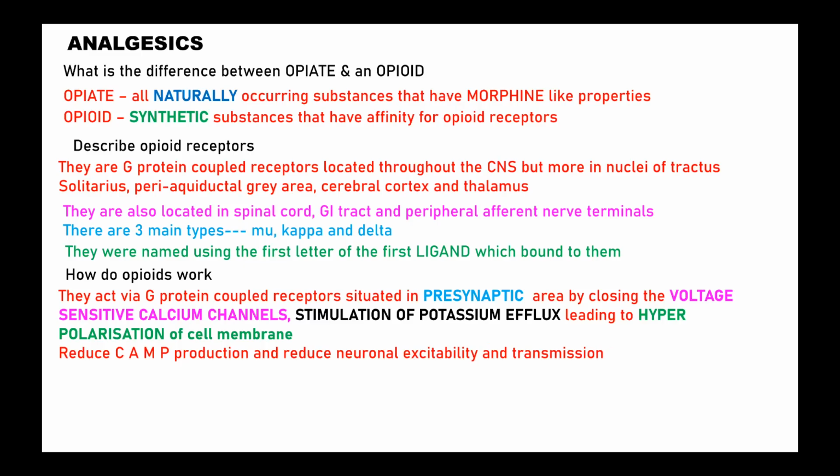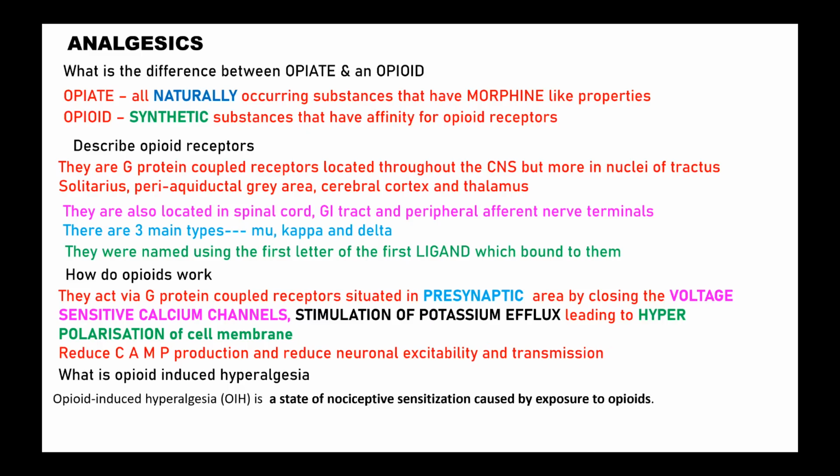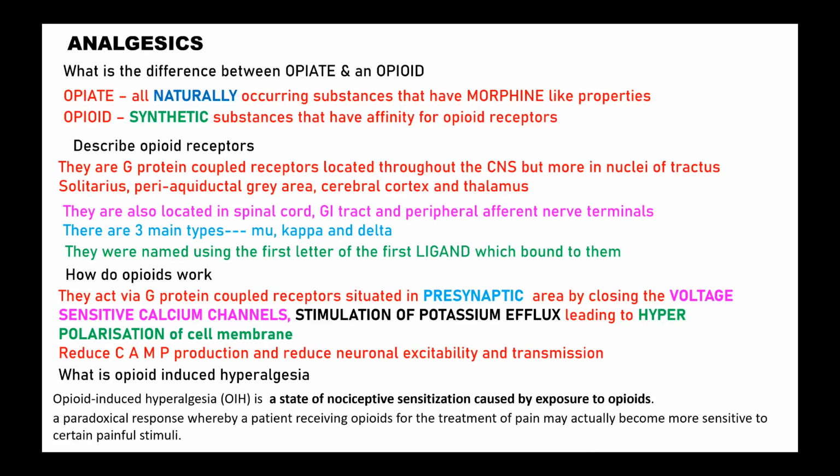Even though both are producing only hyperpolarization, from which the nerve membrane or the cell membrane cannot be stimulated, and they reduce the cAMP production, reduce neuronal excitability and transmission. What is opioid-induced hyperalgesia? Paradoxically, due to central and peripheral sensitization. The state of nociceptive sensation caused by exposure to opioids, a paradoxical response whereby a patient receiving opioids for treatment may actually become more sensitive to certain pain stimuli.